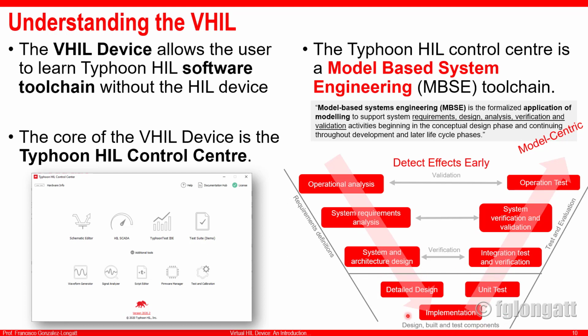Then we start with the implementation, building the prototype, and if we have a mistake, this can be expensive. But the worst case scenario is if you have an error or a mistake during the test and evaluation, that will be a disaster. Hardware in the loop, the virtual HIL device, allows you to perform assessment at all these stages and allows the user to detect early errors and mistakes, and of course create solutions.